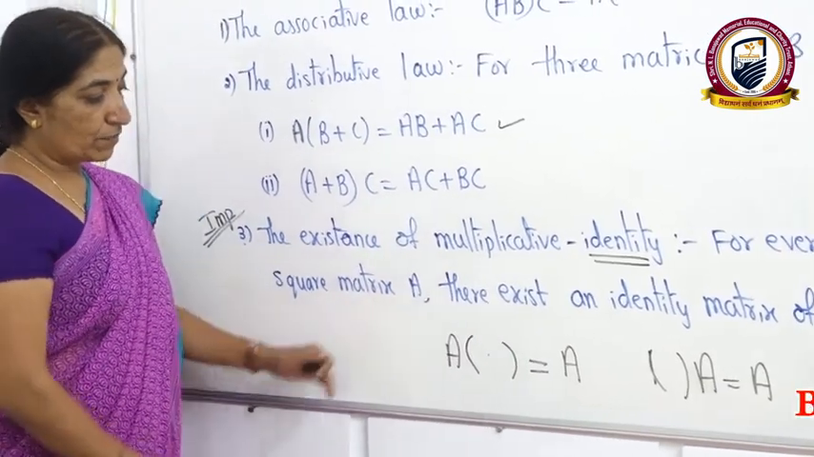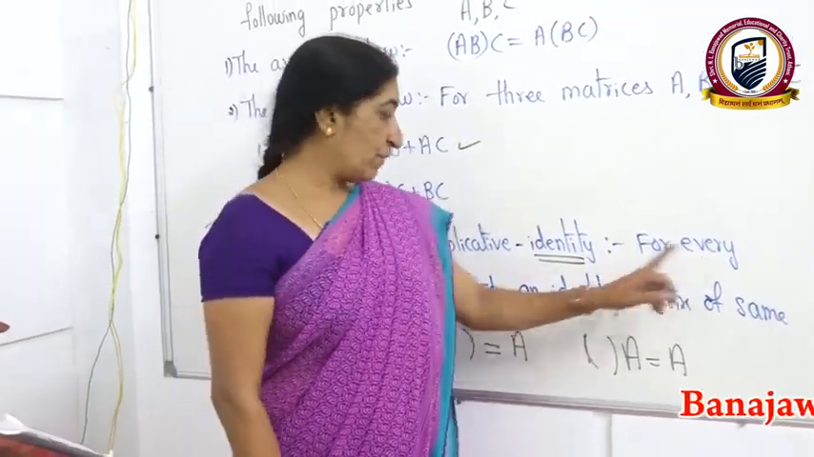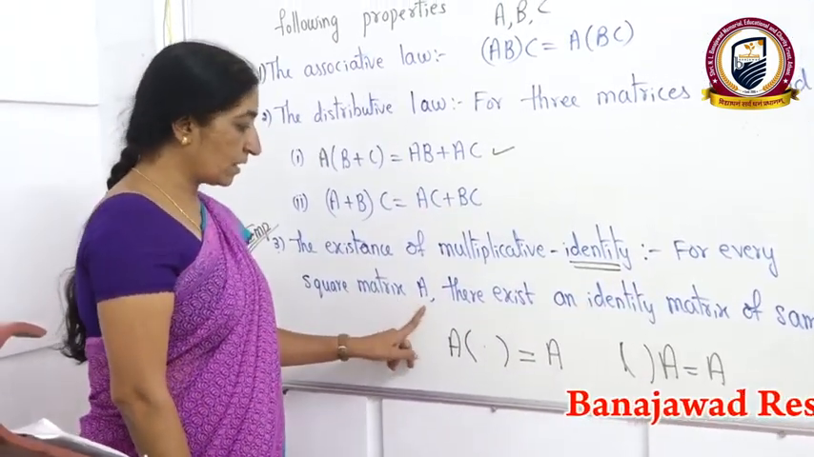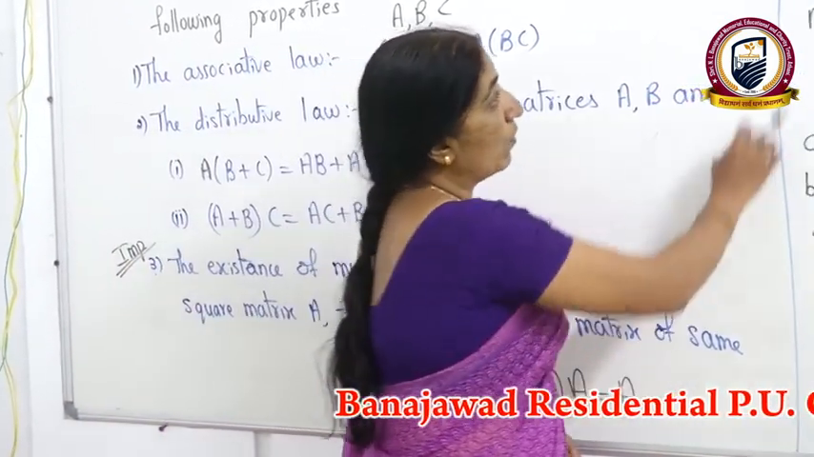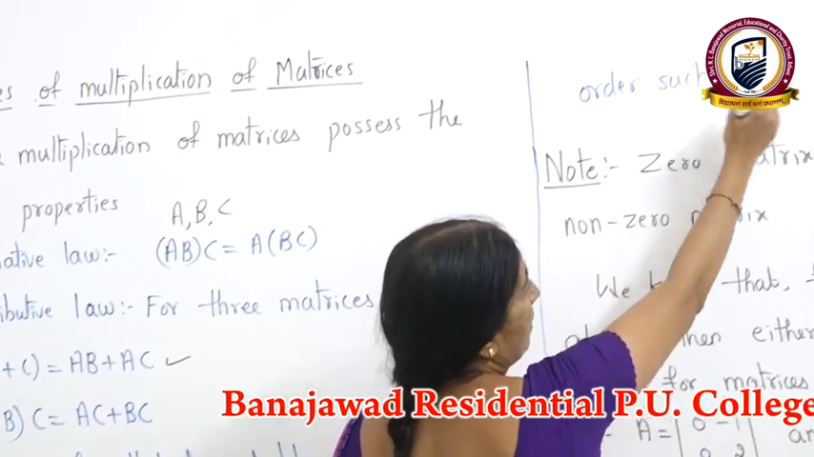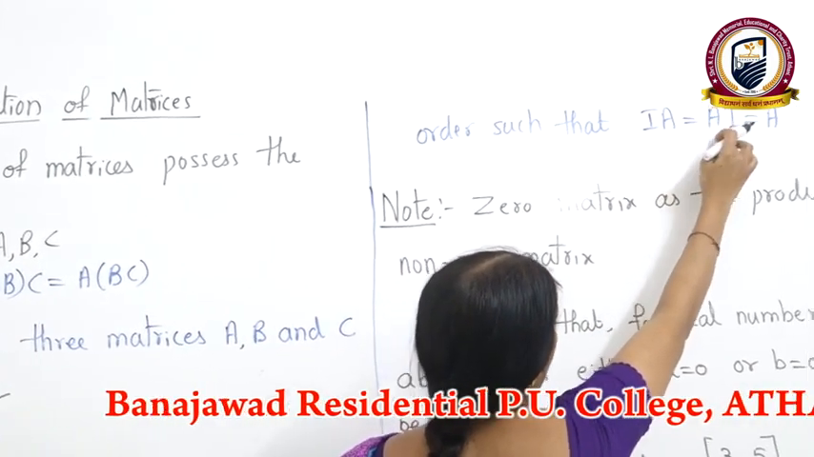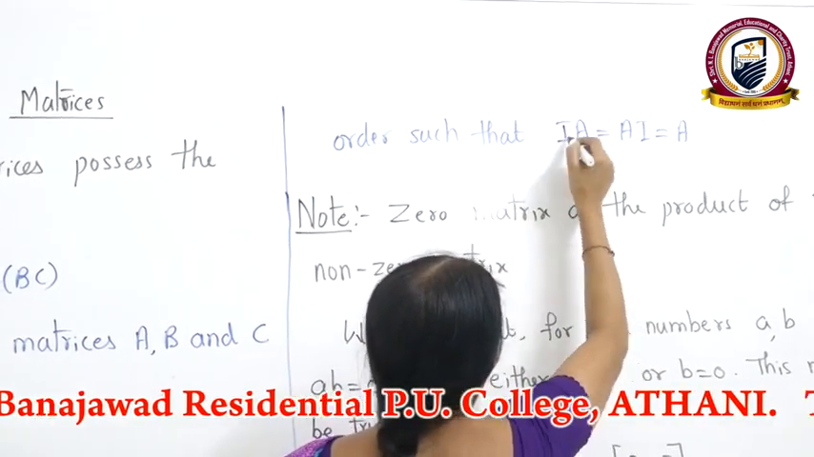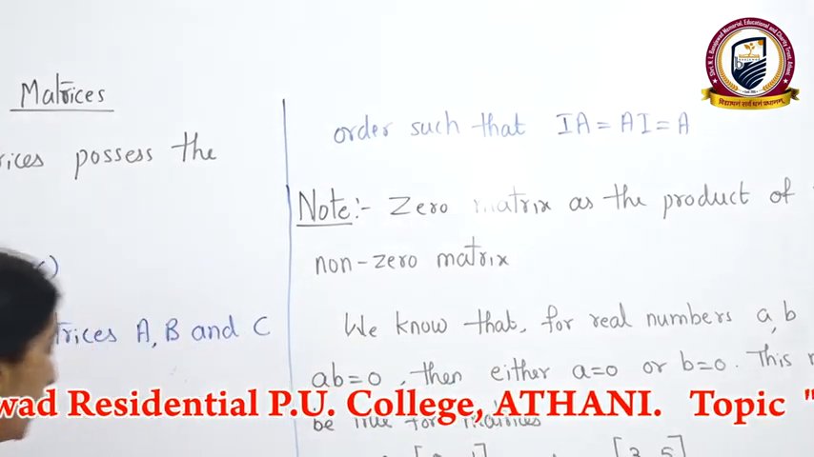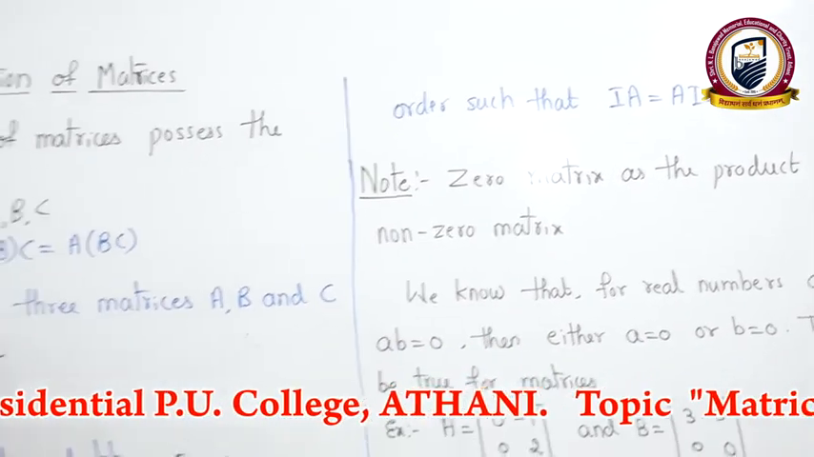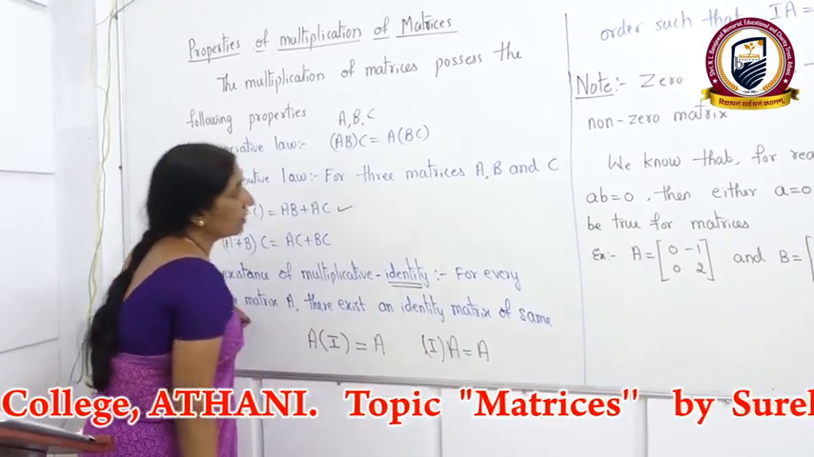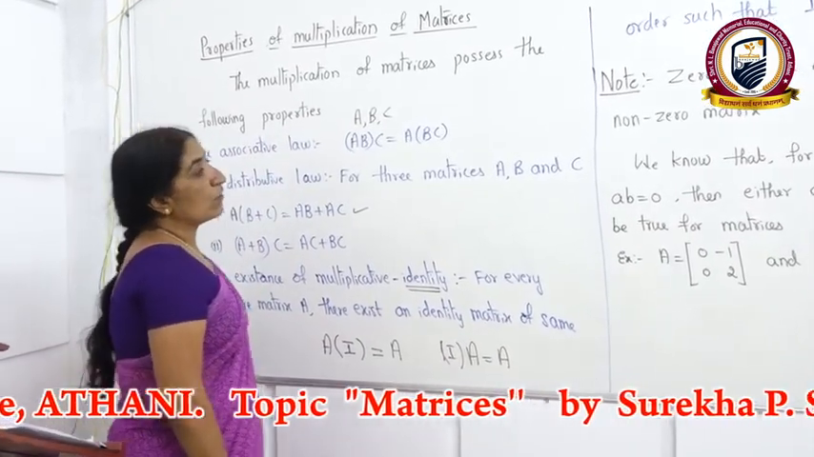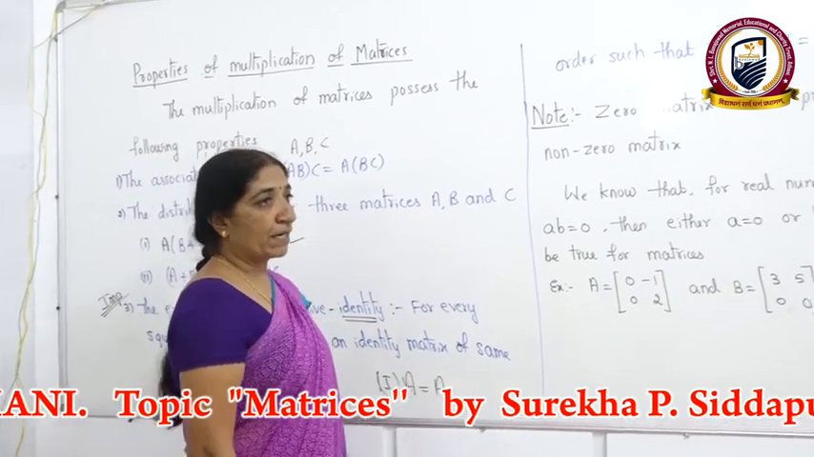When is it possible? For every square matrix A, there exists an identity matrix of the same order such that I into A is equal to A into I is equal to A. Then what is the identity matrix? The identity matrix is I. So in this bracket you are writing I. So these are the important properties of multiplication of matrices.